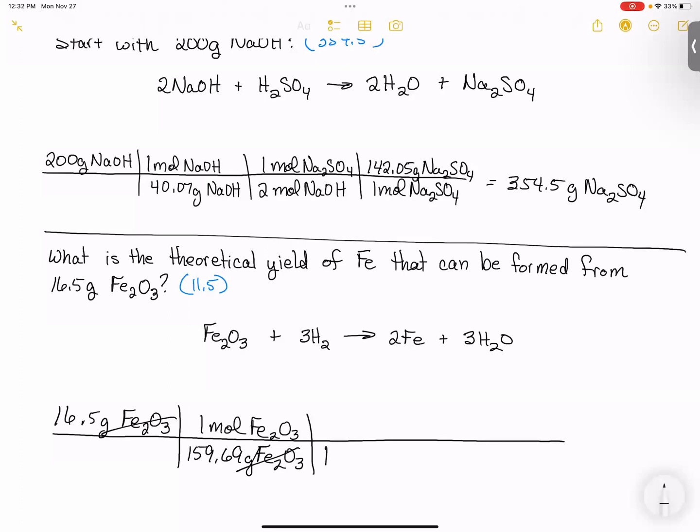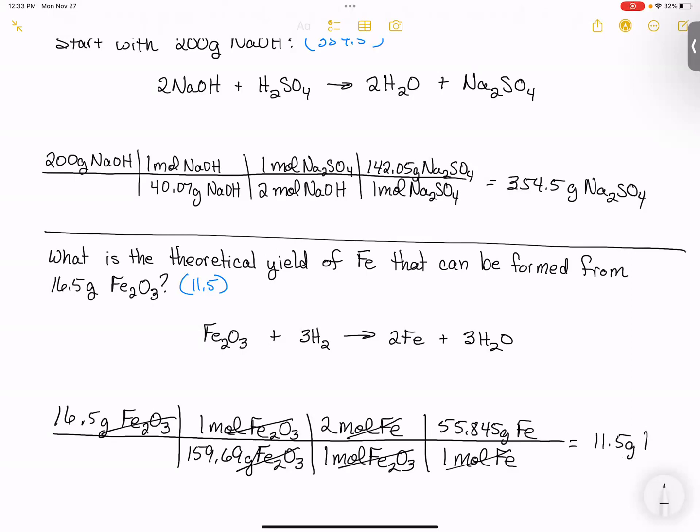You would have then used the fact that there's 1 mole of Fe2O3 to 2 moles of Fe in order to convert it in between the two compounds. The moles of Fe2O3 canceling out, leaving moles of Fe, and then you would have converted that into grams of Fe using the fact that 1 mole of Fe is equal to 55.845 grams of Fe. Moles of Fe going in the denominator so that they cancel, and you would have gotten 11.5 grams of Fe.